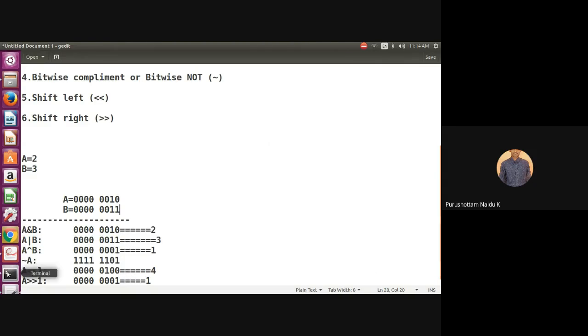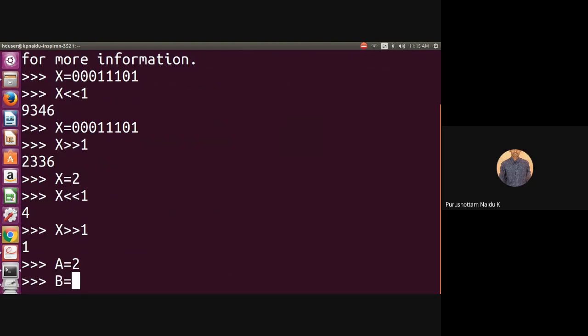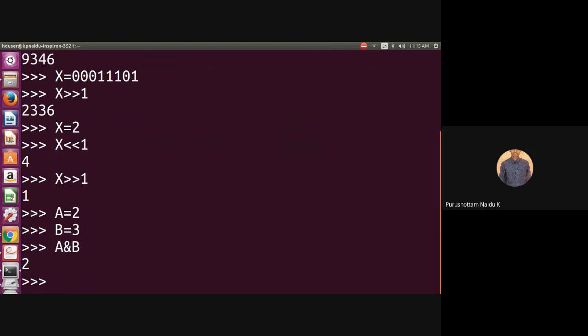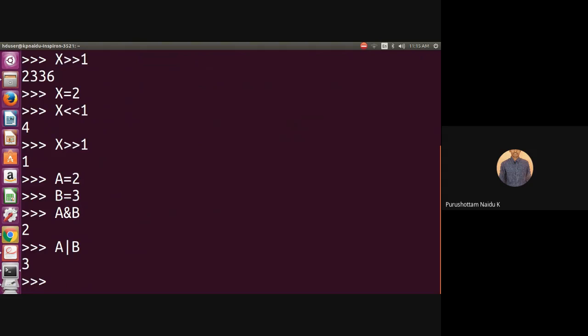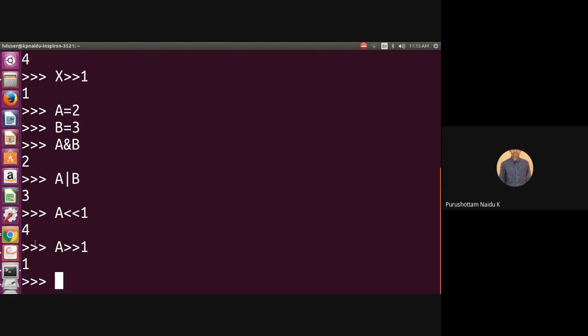Let us discuss with examples. Let's take A equals 2, B equals 3. The first one is A logical and B. Output is 2. A bitwise OR with B. Output is 3. If you want to perform A shift left 1, output is 4. A shift right 1, output is 1. So these are the bitwise operators that can be supported in Python programming.